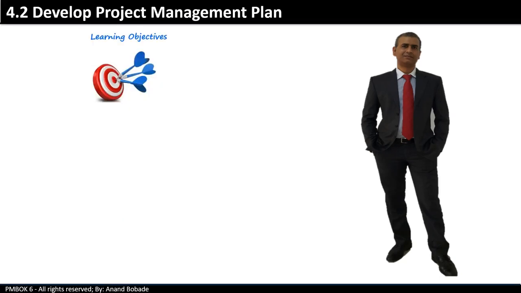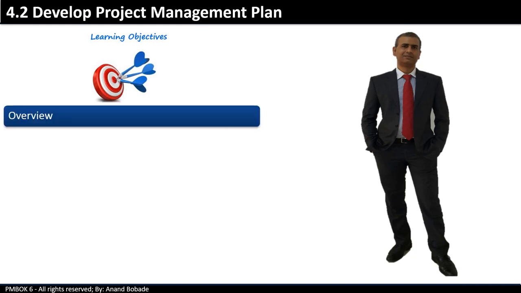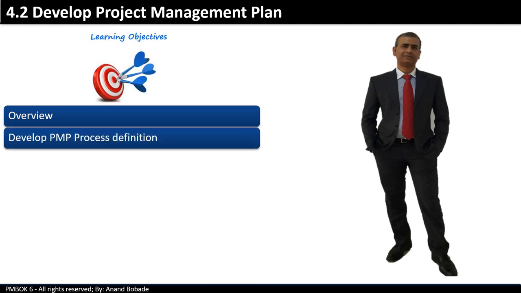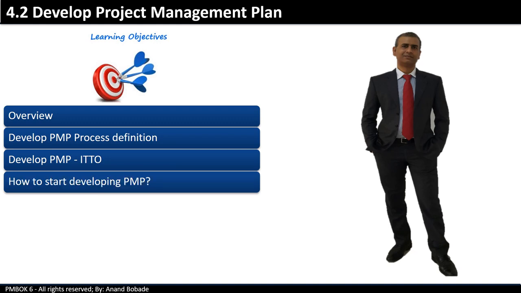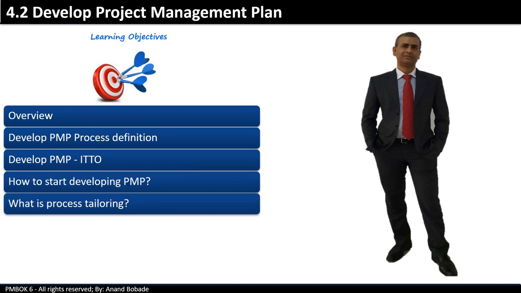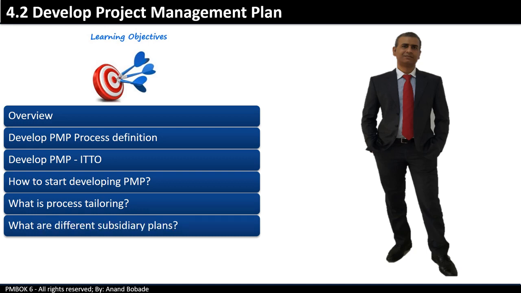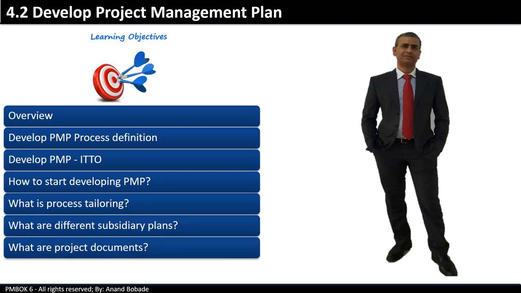The learning objective of this session is a quick overview to understand why a project plan is required and what it contains. We'll talk about the process definition, inputs, tools, techniques and outputs for the develop project management plan process, how to start development of the PMP, what is process tailoring, what are the different subsidiary plans, and what are the project documents. And finally, we will have a quick review.